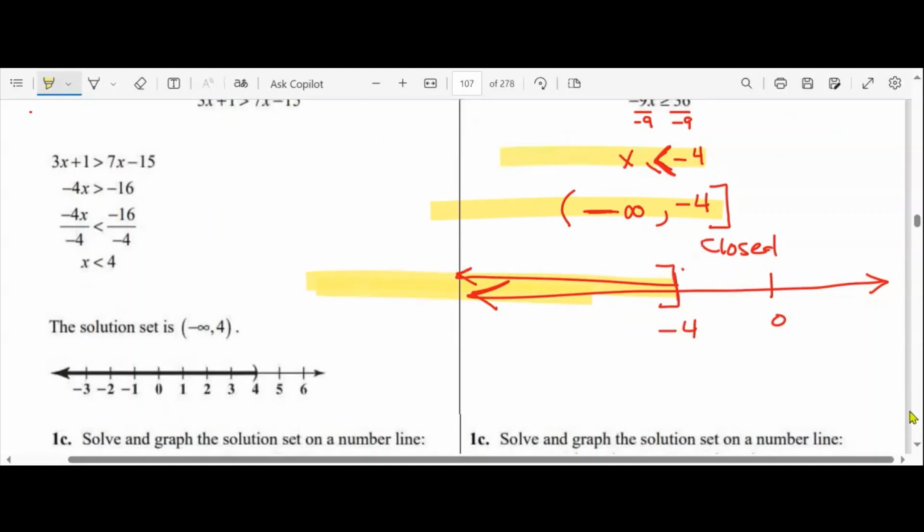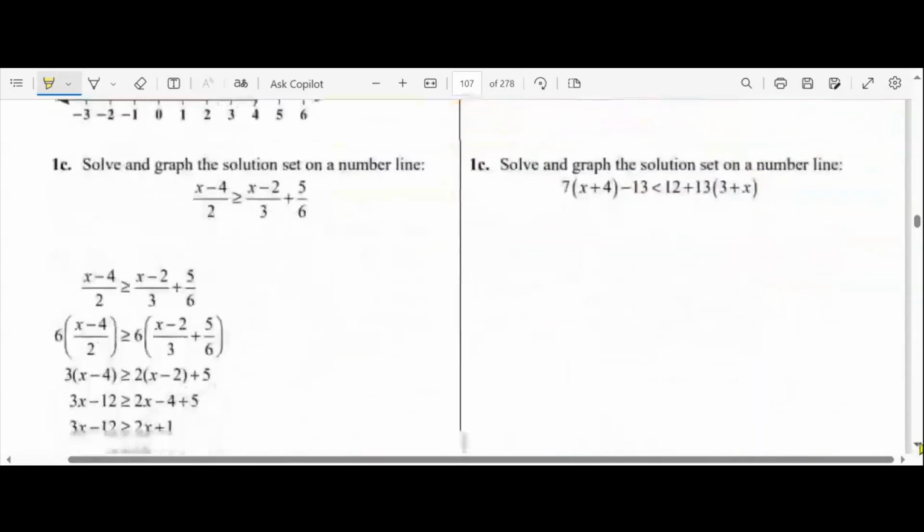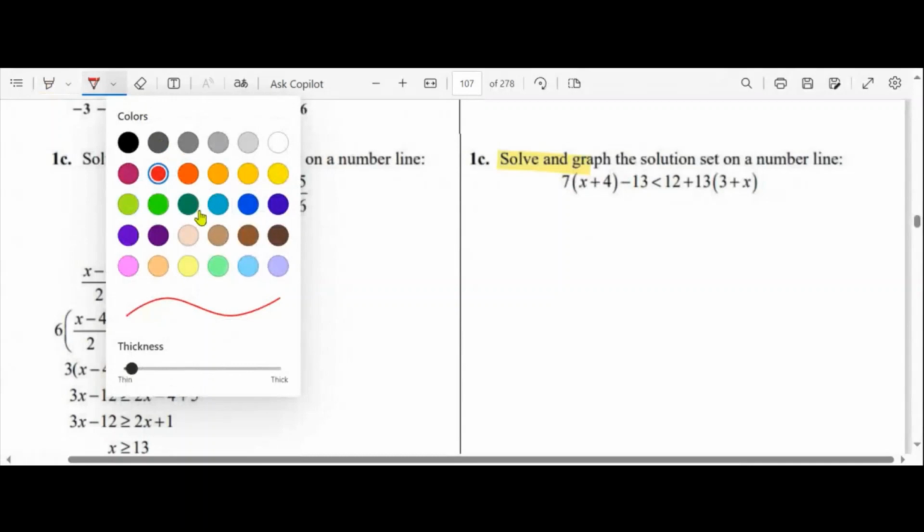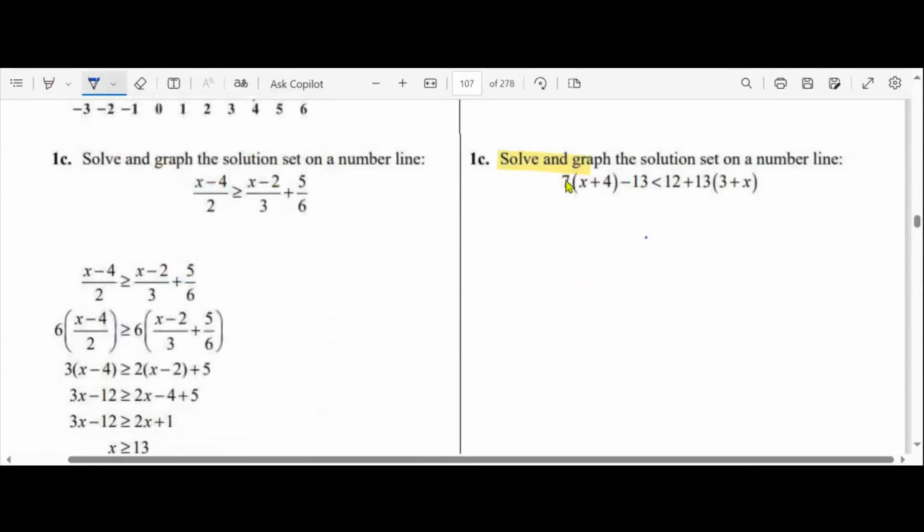Any questions? Next to Rakan. Yalla, next to Rakan. Yalla, read. Solve and graph the solution set. So what should I do?